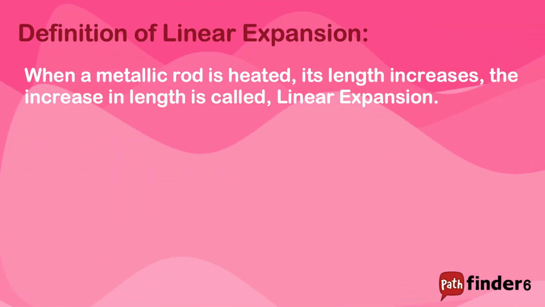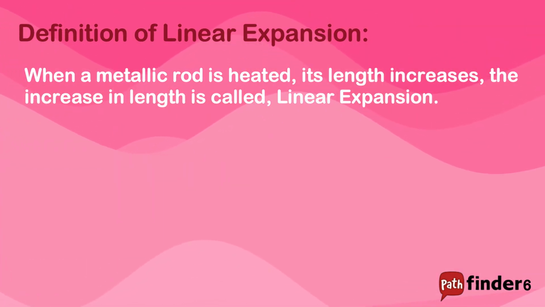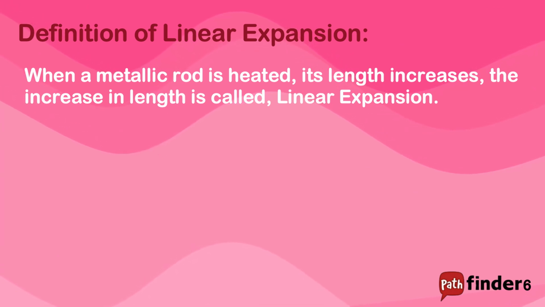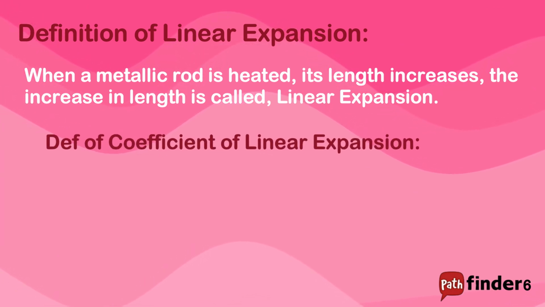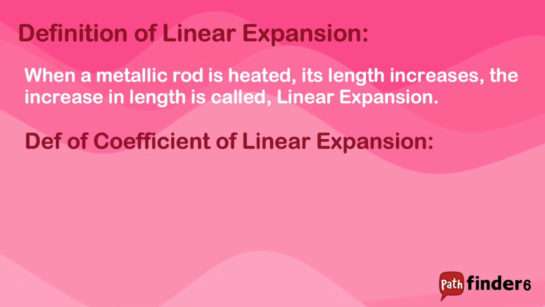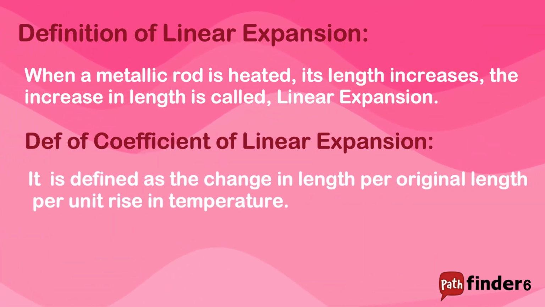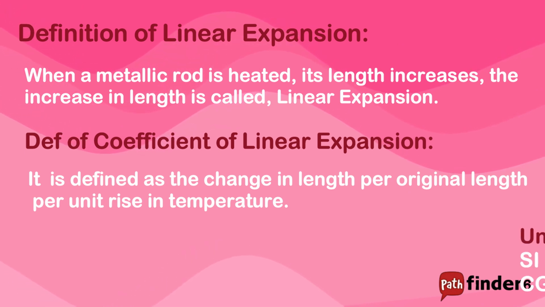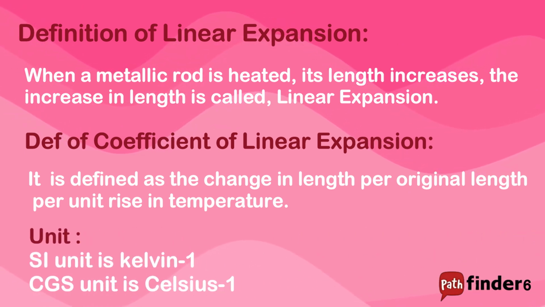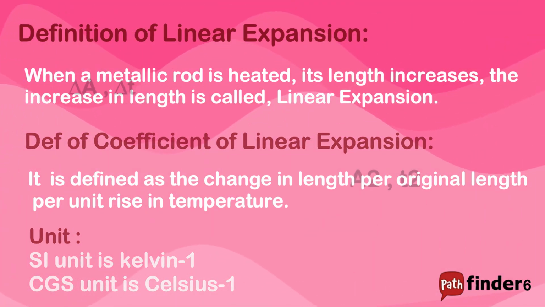Definition of linear expansion. When a metallic rod is heated, its length increases. The increase in length is called linear expansion. Definition of coefficient of linear expansion. It is defined as the change in length per original length per unit rise in temperature. Unit. SI unit is Kelvin power minus 1. CGS unit is Celsius power minus 1.